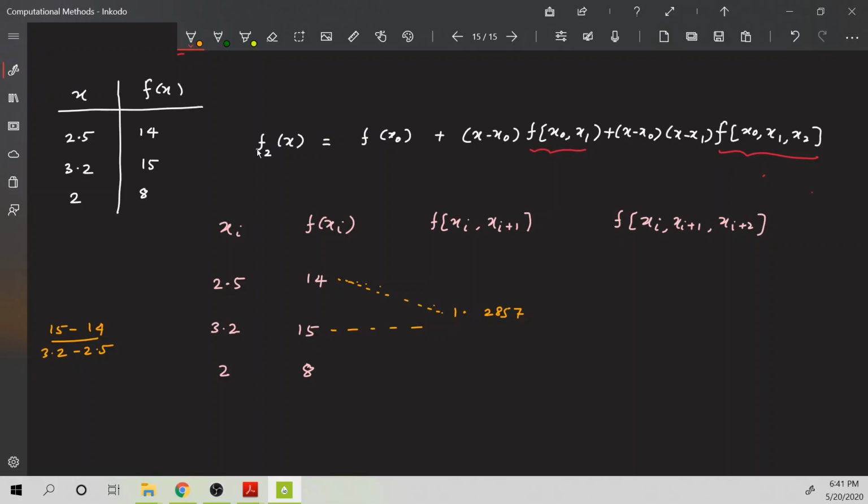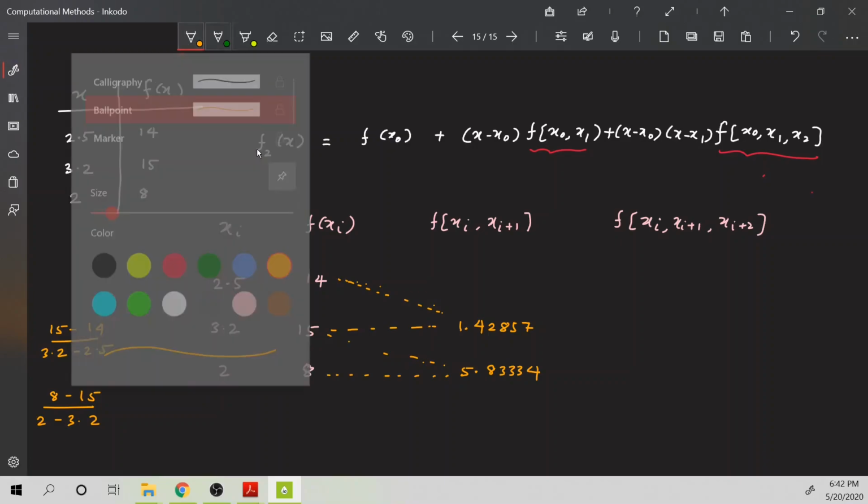Yeah, so this is going to be 1.4. So this is on the same line. Again, let us move on to the next line. We'll use this and this, and that is going to be 8 minus 15 divided by 2 minus 3.2. So if you do that, you'll realize that the answer comes out to be 5.83334.